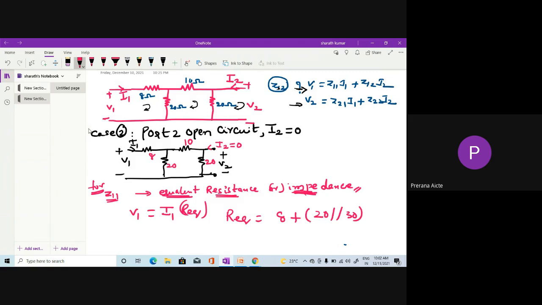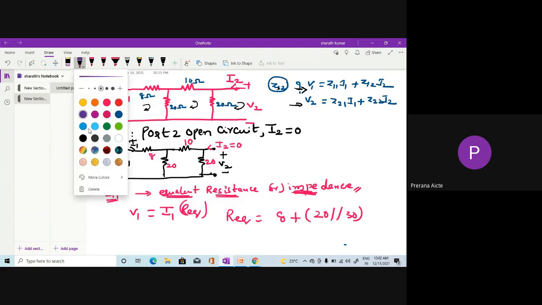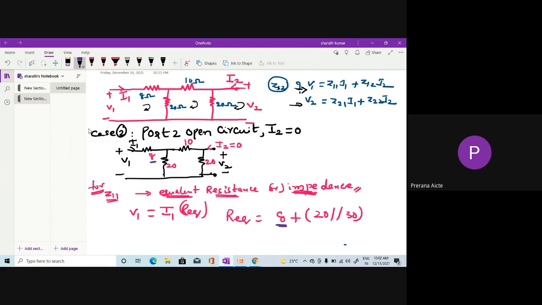So I have 8 here, and this 20 ohm resistor is in parallel with this 30 ohm. Why? Because I2 is 0 here, no current is flowing here. That's why 10 and 20 are in series. So 10 plus 20, 30, in parallel with this 20. So 8 plus 20 in parallel with 30. If you find this value, you will obtain 20 ohm. So 8 plus 20 into 30 divided by 20 plus 30, you will get 20 ohm.